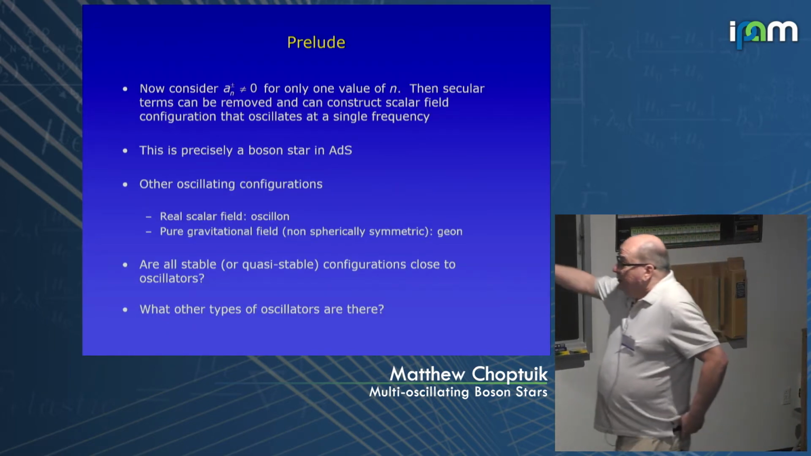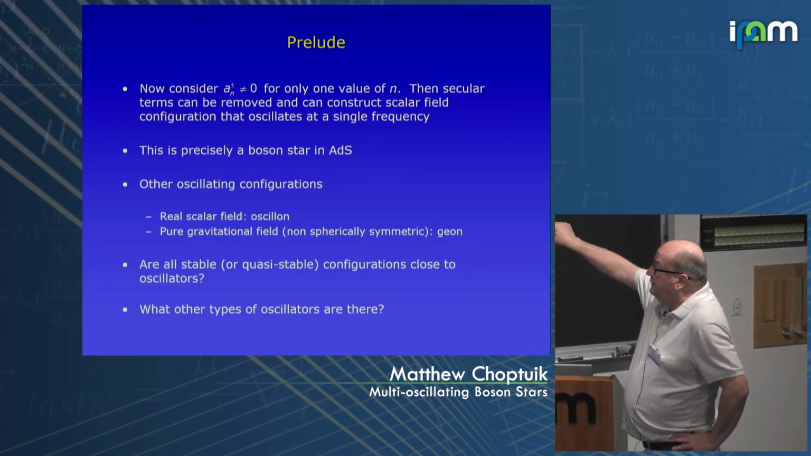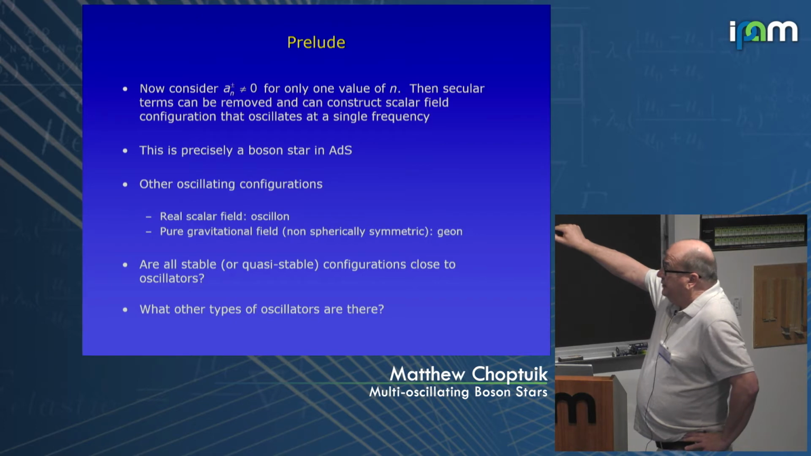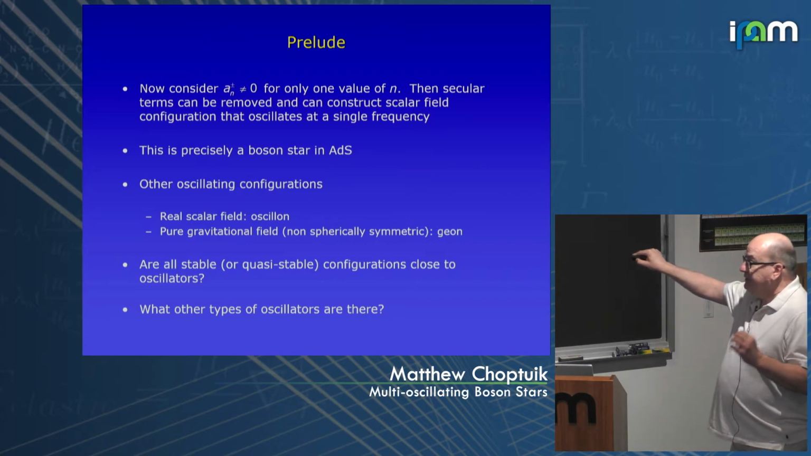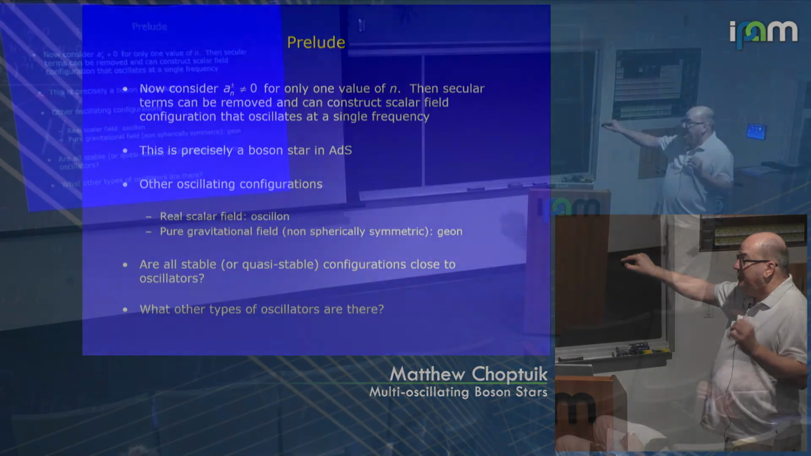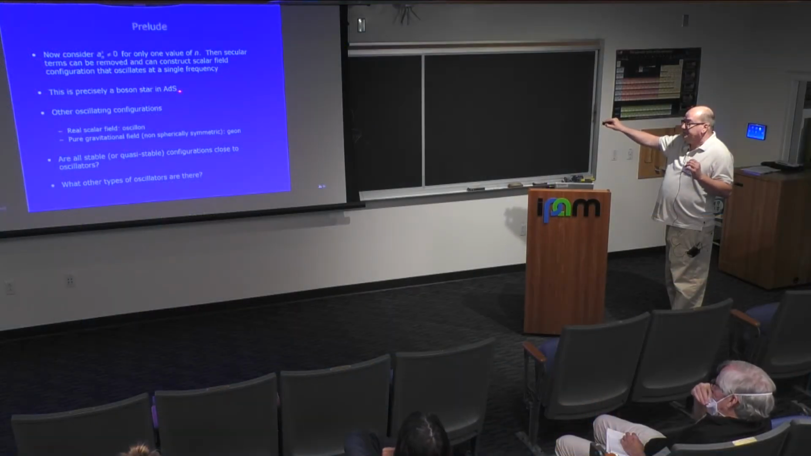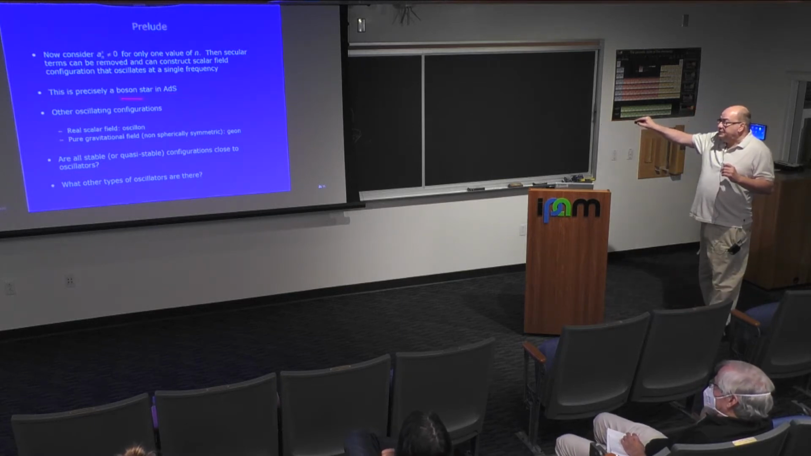So now let's consider a_n plus being nonzero for only one value of n. Then it also transpires that you can remove the secular terms, and then you get a scalar field configuration that oscillates at a single frequency, and this is precisely a boson star in AdS. And it seems to me it should be possible to prove that these things rigorously exist, but that hasn't been done yet. And I just mention here that there are other oscillating configurations that we know about.